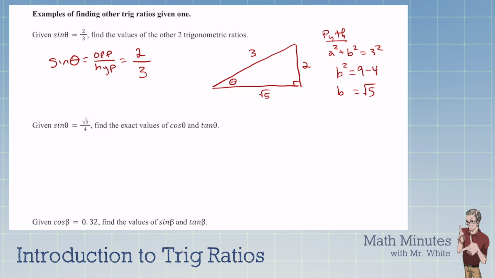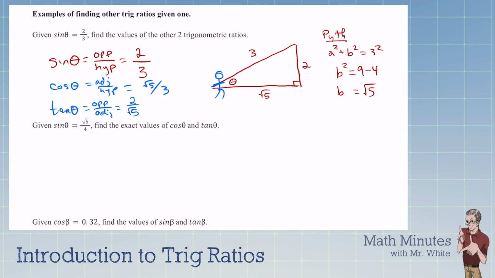So if we are sitting down here at this angle, this is our perspective. That's what I mean by that. That's our theta down there. Our cosine ratio would be adjacent over hypotenuse, and that's going to be radical 5 over 3. Whereas tangent would be the opposite, which we already said was 2, over the adjacent. Now we just solved for that, right? So that would be 2 over radical 5.